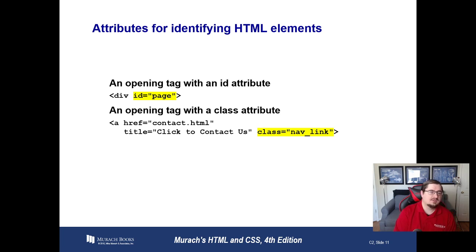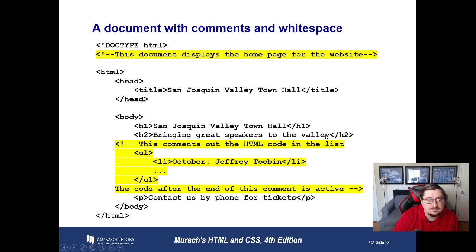So an ID is uniquely saying, here's the ID or the name that uniquely identifies this tag in my document. And then a class is used to define a group of tags. So more than one tag can have the same class. And in fact, any tag can actually have more than one class. So in this case, we're saying this div tag has an ID of page. This anchor tag has a class of nav_link.